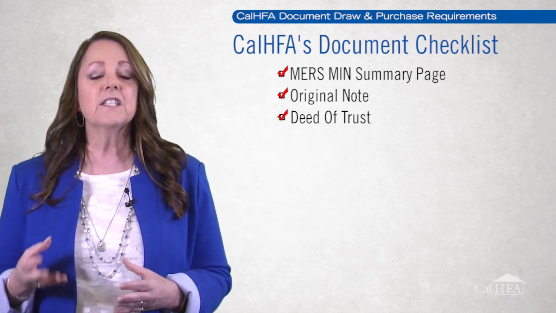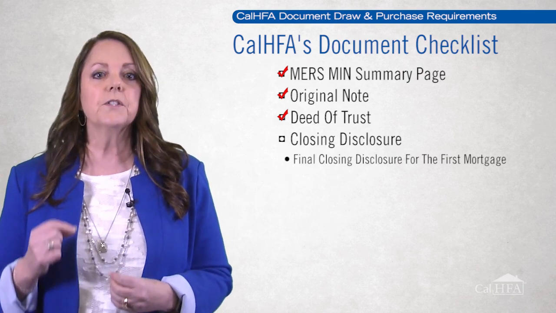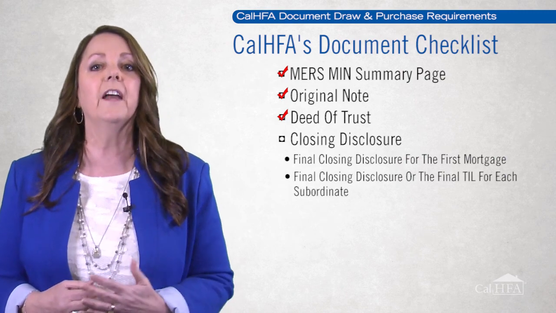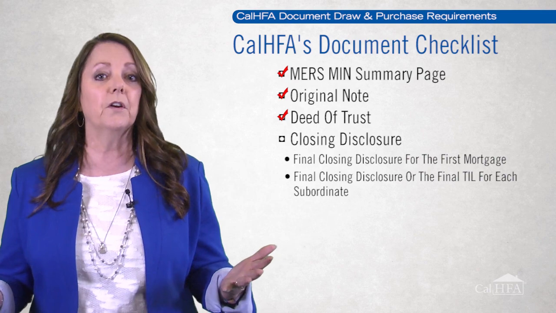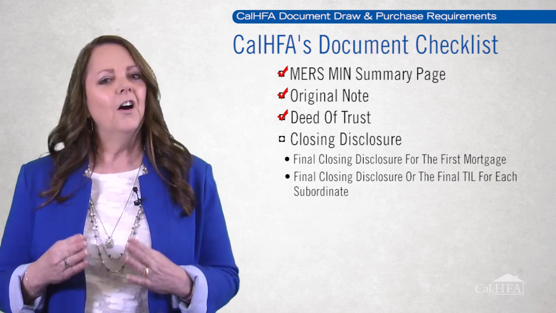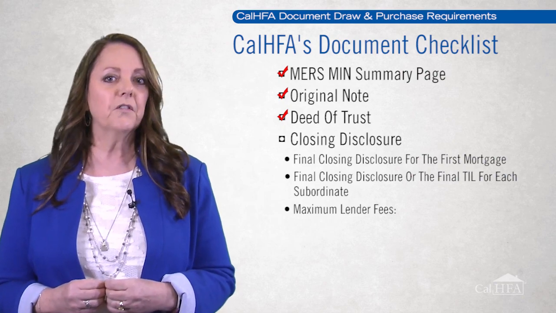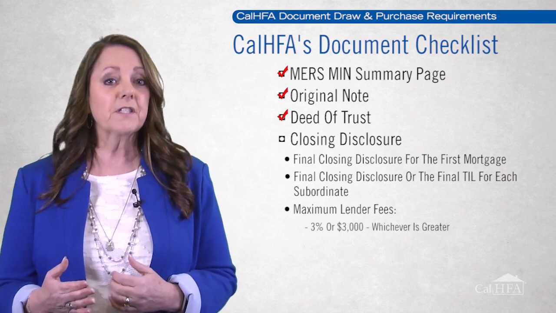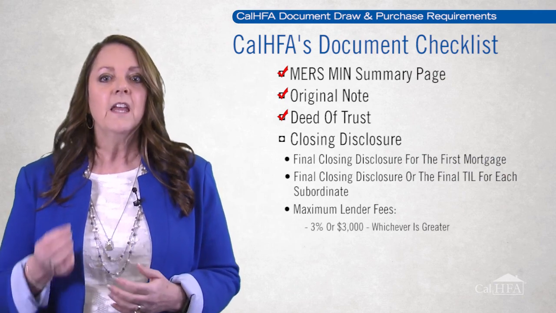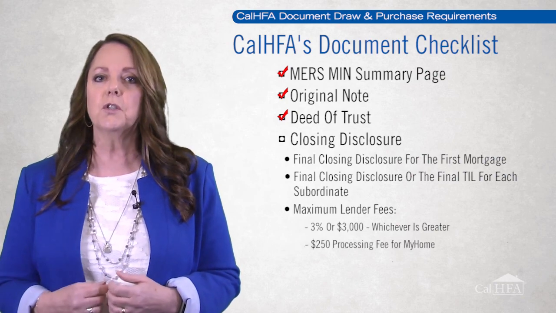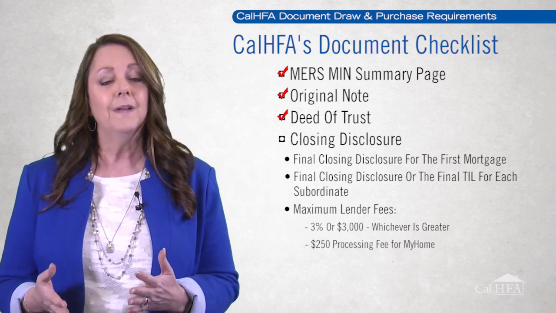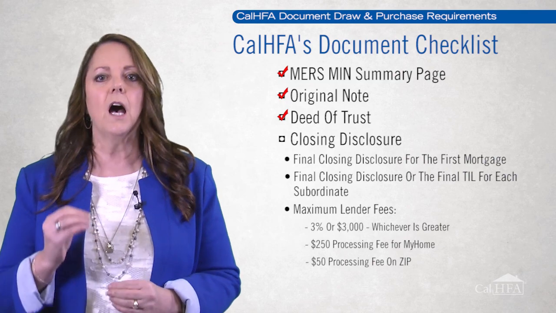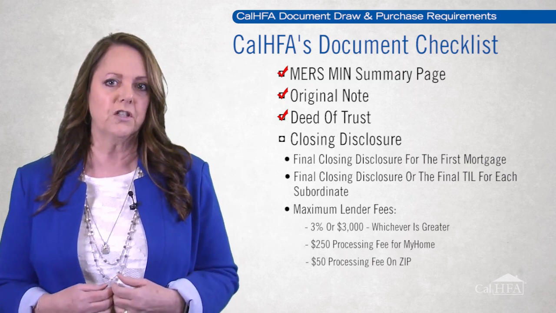The next document we need is the closing disclosure. We need a final CD for the first mortgage, and we either need the final closing disclosure or the final TIL for each subordinate loan, depending on whether or not the subordinate is TRID exempt. Also check that the maximum allowable lender fees for the first mortgage are within CalHFA's maximum lender fee limits, 3% or $3,000, whichever is greater. Then we'll also allow you to charge an additional $250 processing fee for My Home and an additional $50 processing fee on Zip. These are maximum lender fees, not mandatory fees, and CalHFA does not charge any fees.